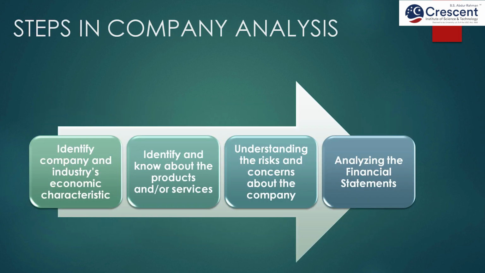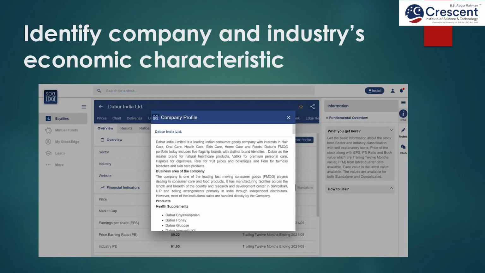Steps in the company analysis process. Identify the company and the industry's economic characteristics. Identify and know about the products and or the services. Understand the risks and concerns about the company. And finally, analyze the financial statements. The first one: identify the company and the industry's economic characteristics.